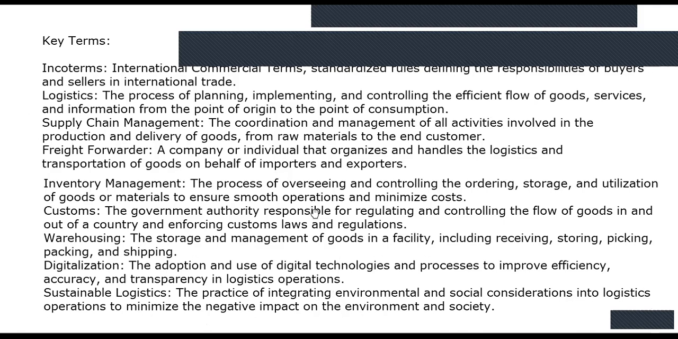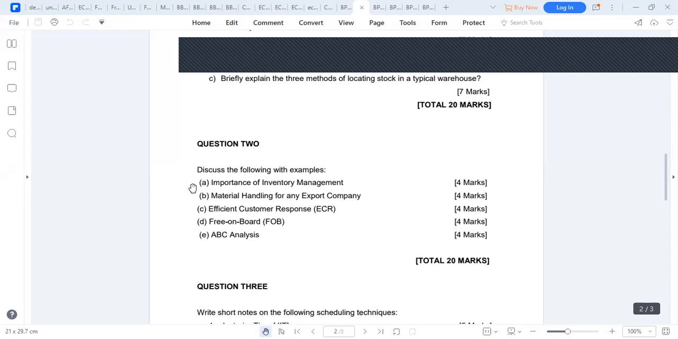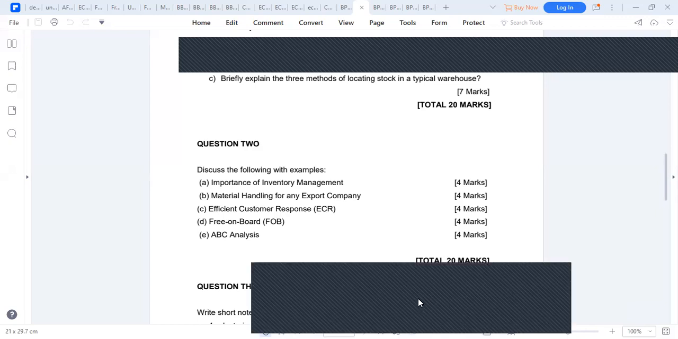Let's look at questions that ask us to discuss a few terms. Number one, with regards to this course, we need to explain the importance of inventory management, material handling of an export company, the efficient customer response, free on board, what does it mean? FOB, obviously we heard these terms, CIF, ABC, and what do they each mean? So I will break them down in the way I know them.